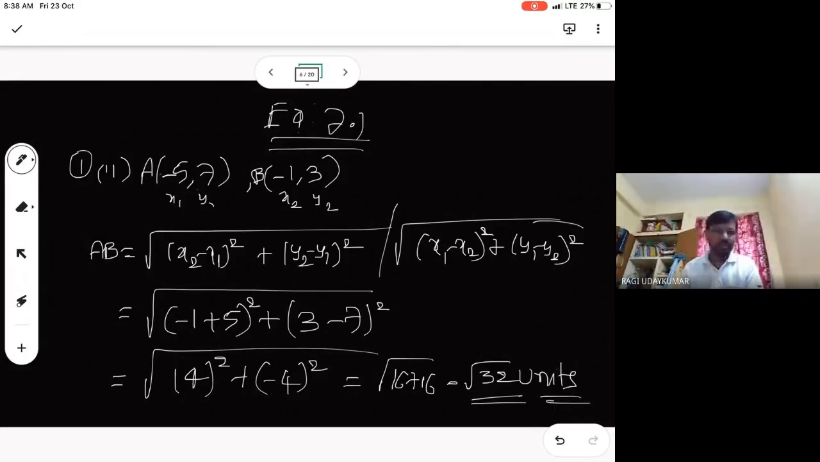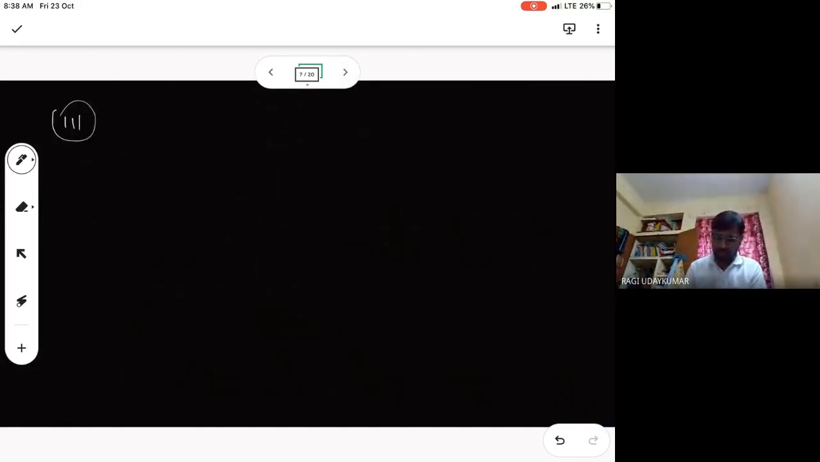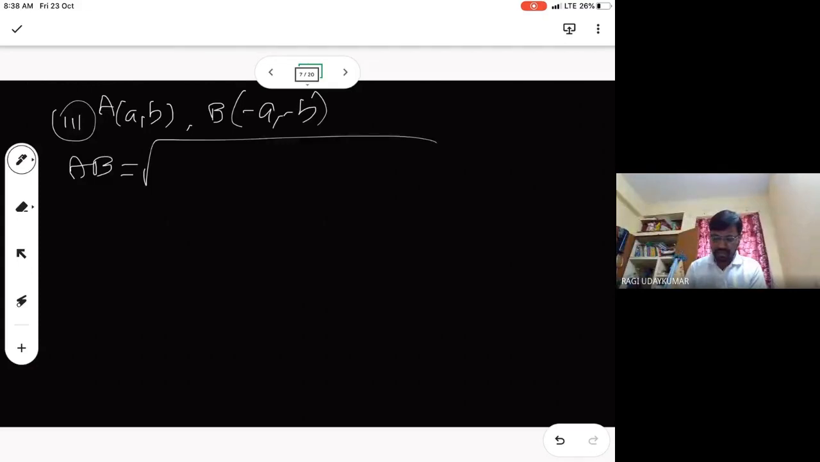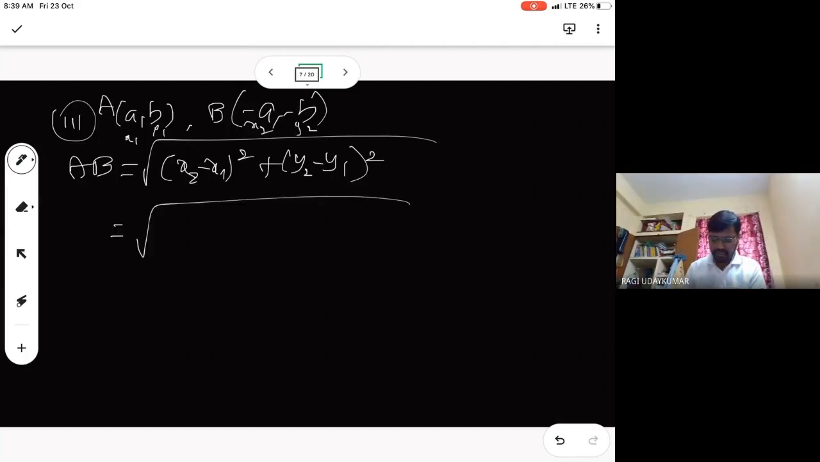So the remaining problems you can also do like that. For the third problem you may say, sir, what is this, variables are given. If variables are given, what is the problem for you? (a, b) is one point; consider it as A. B is equal to (-a, -b). So AB is equal to under root of (x2 minus x1) whole square plus (y2 minus y1) whole square. So here x1 y1, here x2 y2.